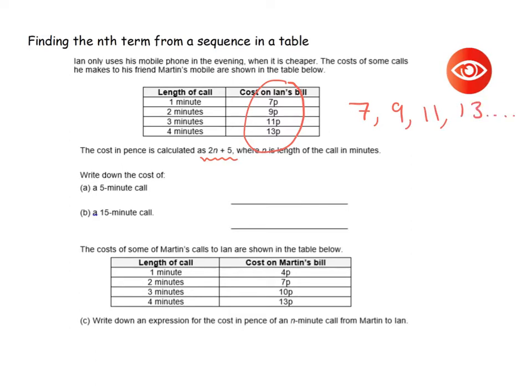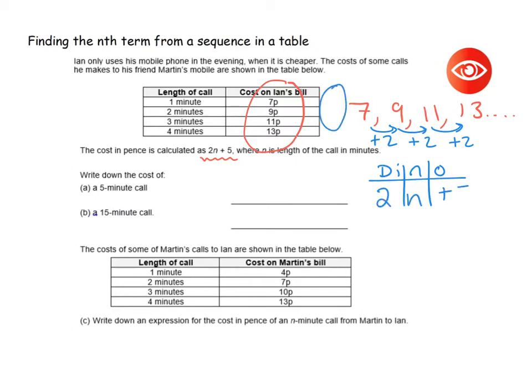So it's going up in order, 7, 9, 11, and then 13. The term to term rule is adding 2 each time. So you can use Dyno, or you can just see that the difference is there. So those of you who are using Dyno, it's 2n, and then the 0 term is the 5. That's where it's come from.